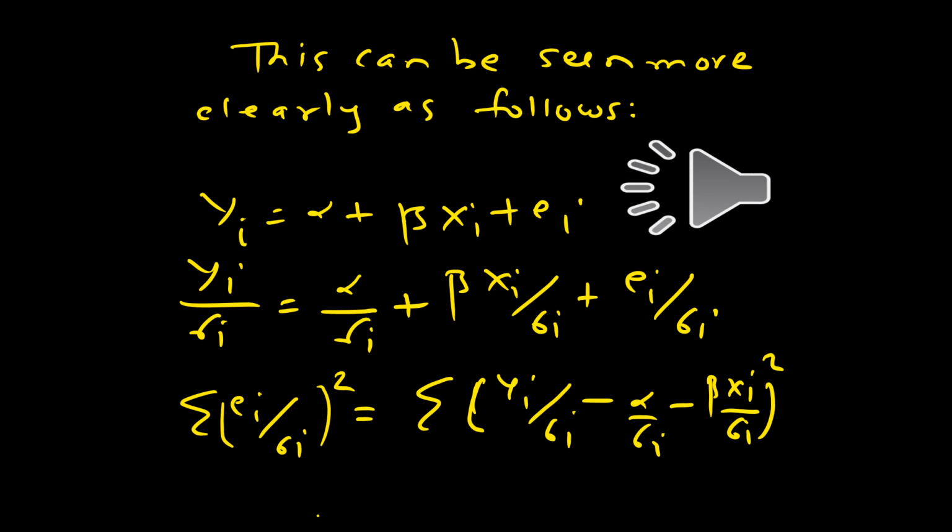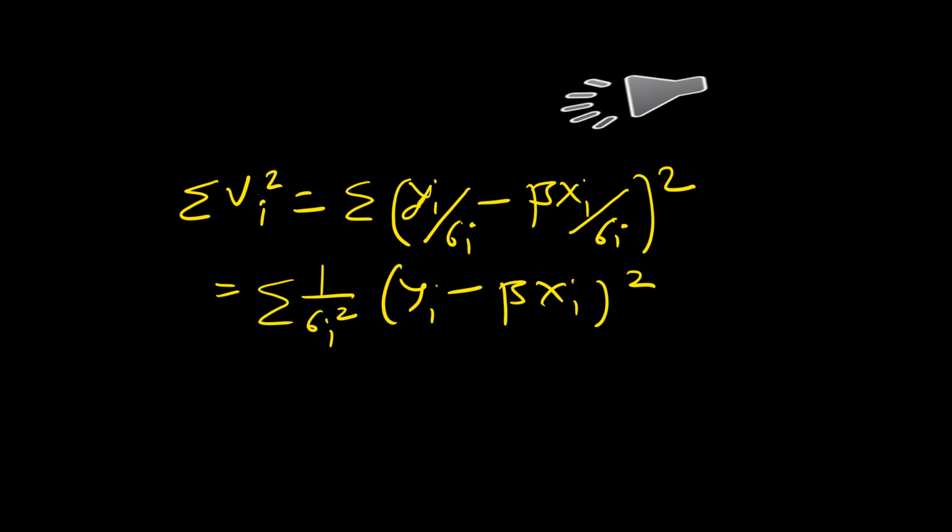So consider the original model. Yi is equal to alpha plus beta xi plus ei. We assume that we know sigma I, and so we divide yi by sigma I. So we have yi upon sigma I on the left hand side and 1 upon sigma I alpha plus beta xi upon sigma I plus ei upon sigma I on the right hand side. As you can clearly see, ei upon sigma I is nothing but vi.